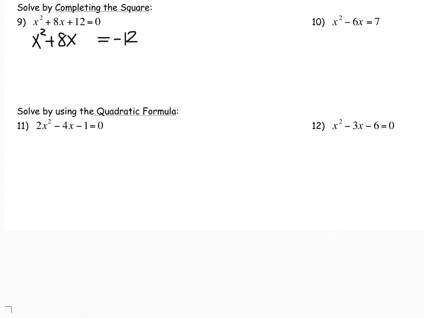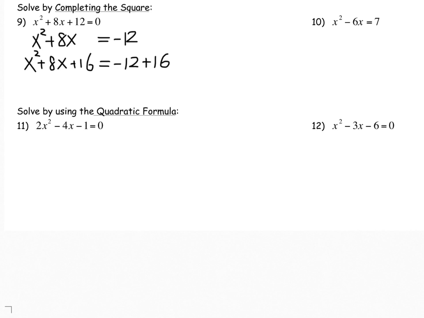I'm only completing the square for the quadratic and the linear. And what would be the number I have to add here to complete the square? Remember I said if your leading coefficient is 1, simply take the linear term coefficient, which is 8, divided by 2, then square it. So 8 divided by 2 is 4, and 4 squared is 16. Do you notice that I add 16 to the left hand side? So I have to add 16 to the right hand side.